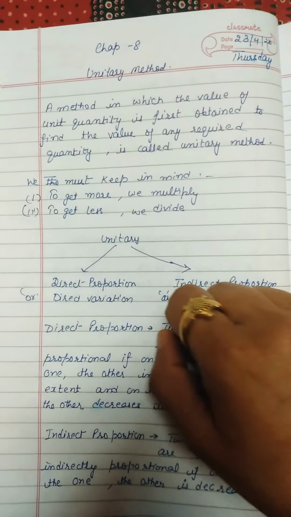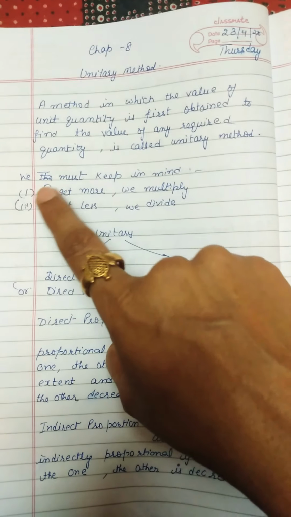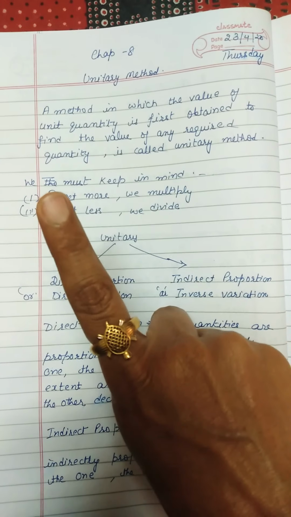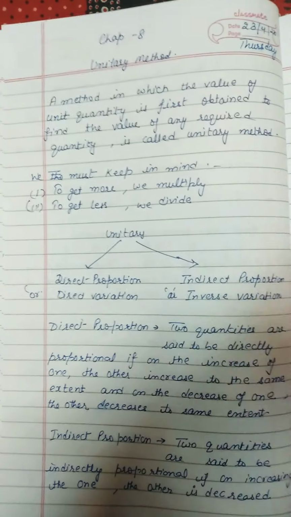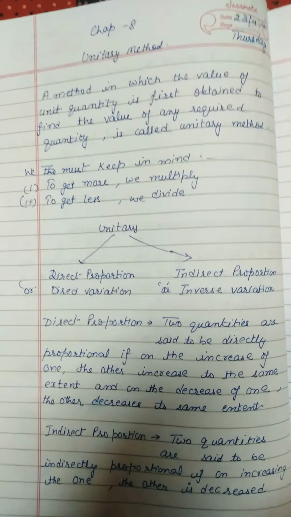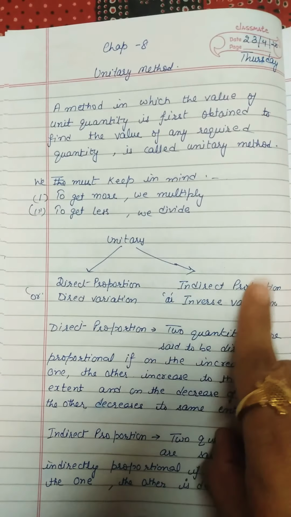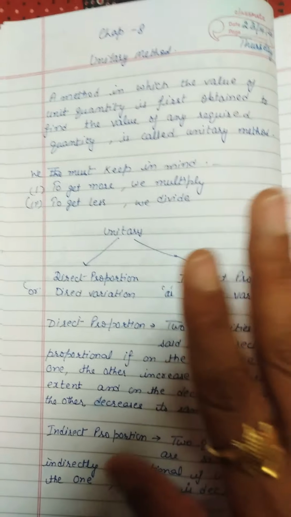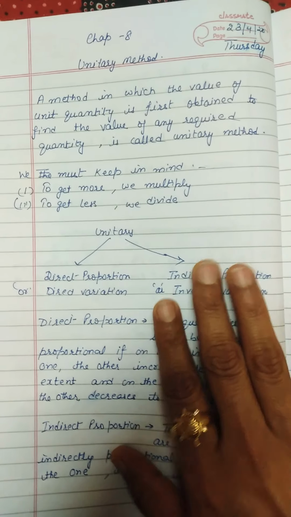So whenever we want to get more, we have to multiply. Whenever we want to get less, we have to divide. The unitary method is divided into two ways, direct or indirect. Just listen to me very carefully.